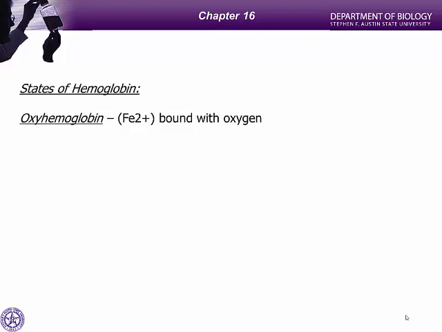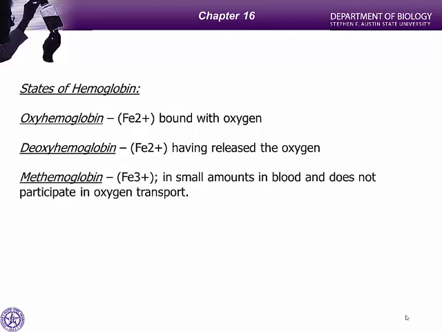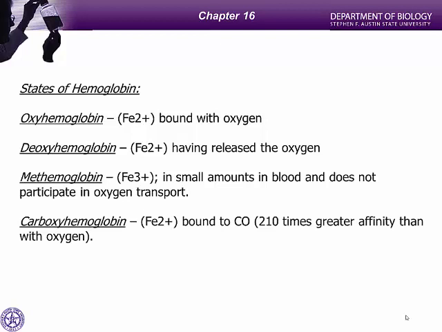So since hemoglobin can be bound, then we can call hemoglobin oxyhemoglobin when oxygen is bound to the iron particle, or deoxyhemoglobin after the oxygen has been unloaded to the tissues. Now we also see in small amounts, and not necessarily significant amounts, methemoglobin, and this is going to be a different charge state of the iron, and it doesn't really do a lot as far as oxygen transport. But we do have carboxyhemoglobin.